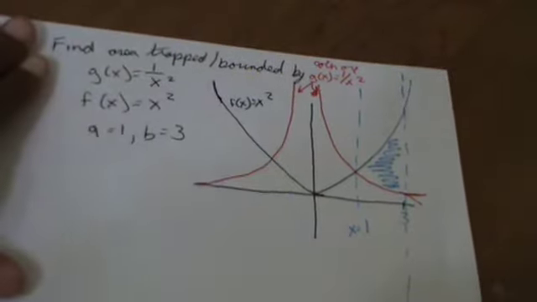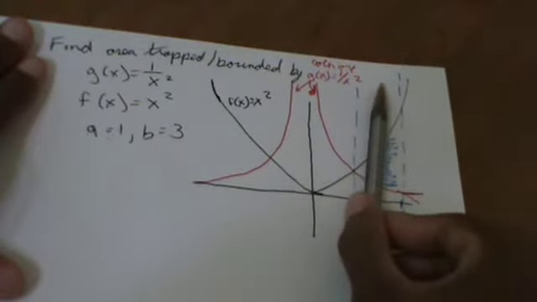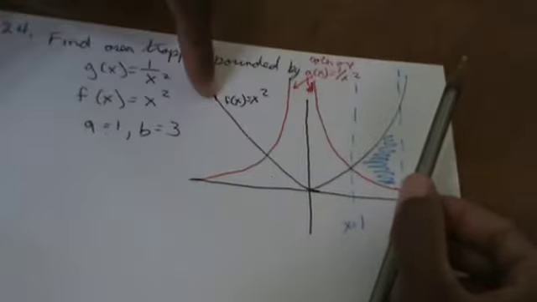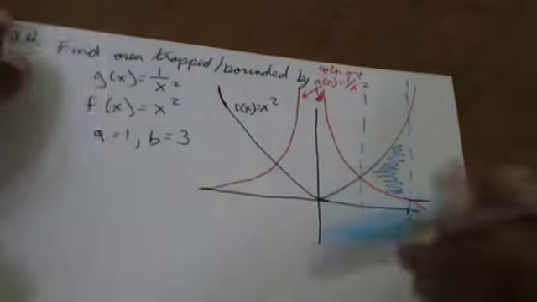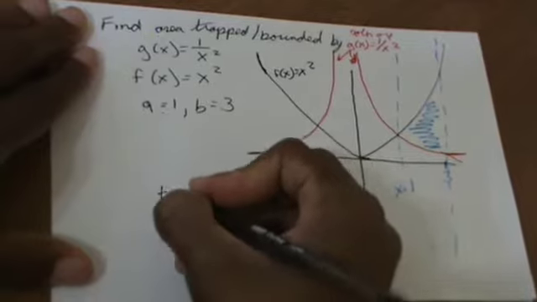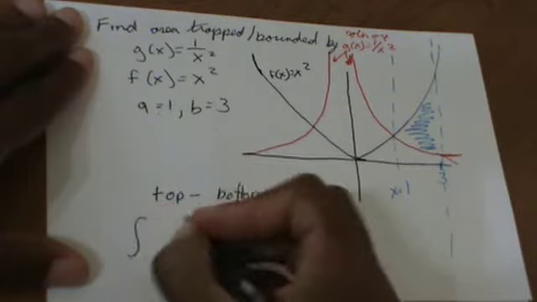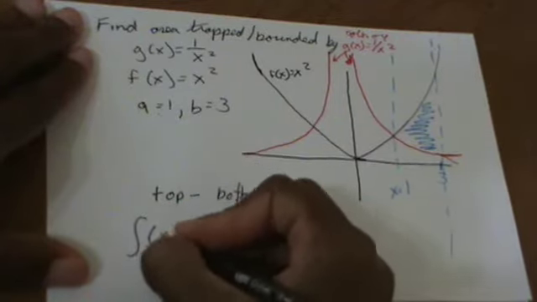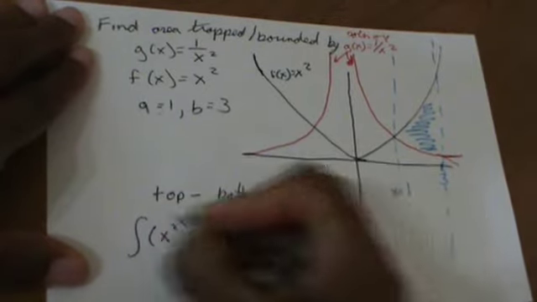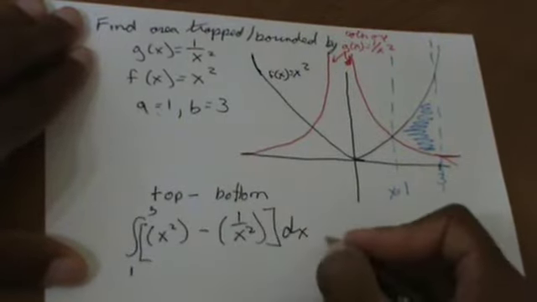All right, so let's do top minus bottom. We're going to drop our pen down, and we're going to ask ourselves which is the highest one in this region, just this region that we're talking about. Notice the highest one up is x squared, and the lowest one is 1 over x squared. So if we do top minus bottom, or upper minus lower, depending on your preference, the integral of x squared minus 1 over x squared, the whole thing dx, and this runs from 1 to 3.